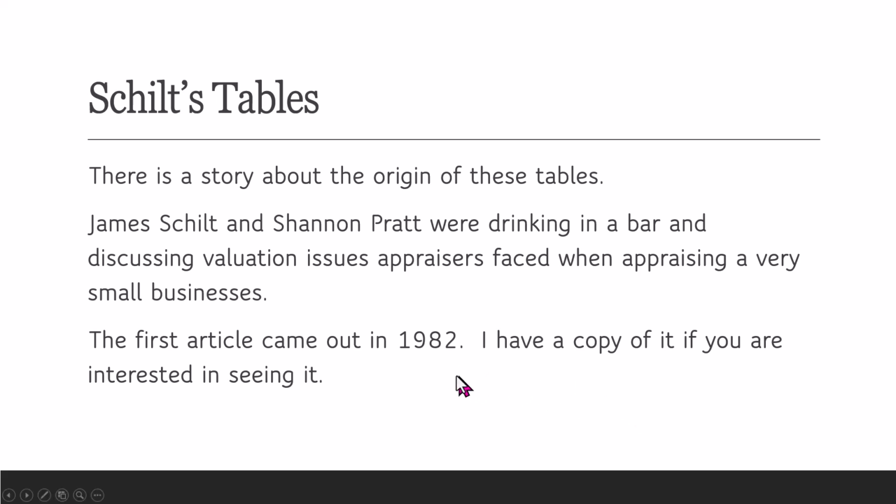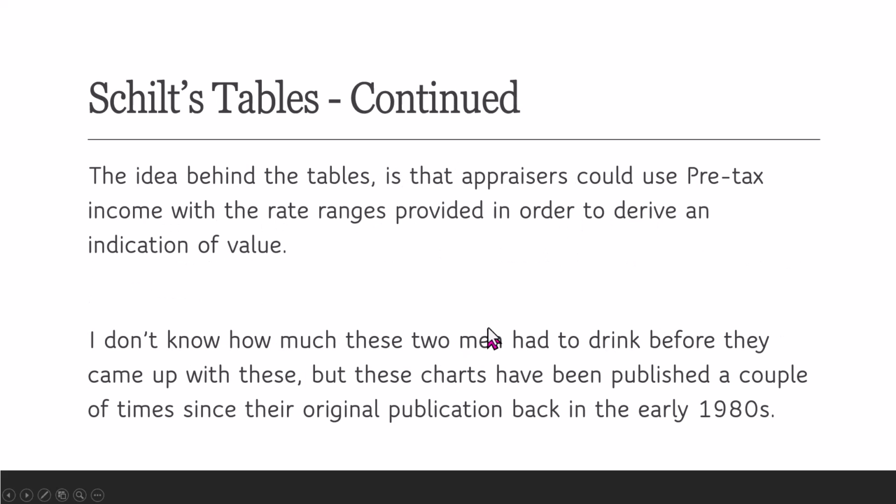The first article came out in 1982. I have a copy of it if you want to see it. Let me know. But basically the idea is appraisers should be able to use the pre-tax net income that you can calculate off of their tax return or whatever you get, Schedule C maybe, and come up with a rate based on a description of the business. There's a rate range, a couple of ranges they have. I'll show you the table in just a little bit. And add it to the prevailing risk-free rate, and that gives you a discount rate.